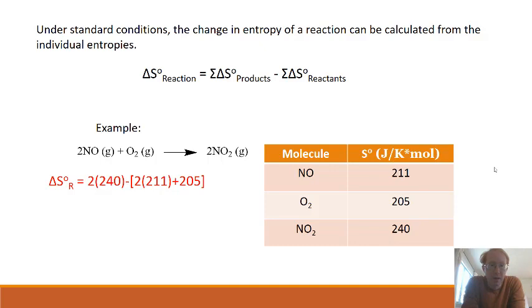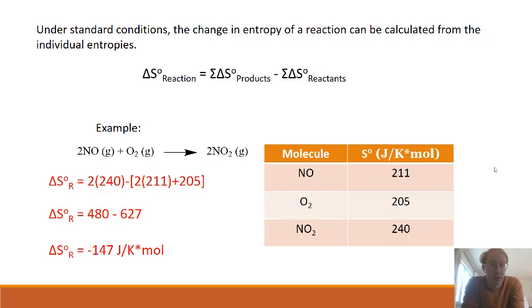And on the reactant side, excuse me, it's NO and oxygen. So I again apply my 2 coefficient for the nitrogen monoxide, so 2 times 211, and my reactant for oxygen is 205. So for my products, that's 480. For the reactants, that math combines to 627. So the delta S for the reaction is negative 147. And again, my labels are joules per Kelvin per mole.